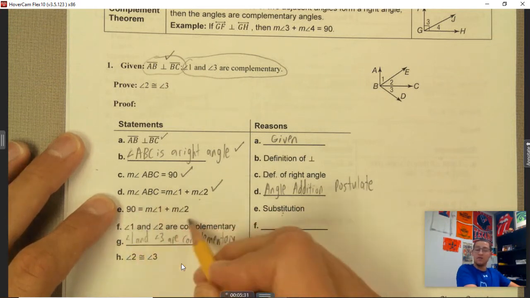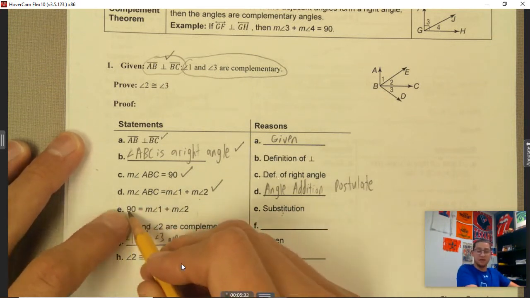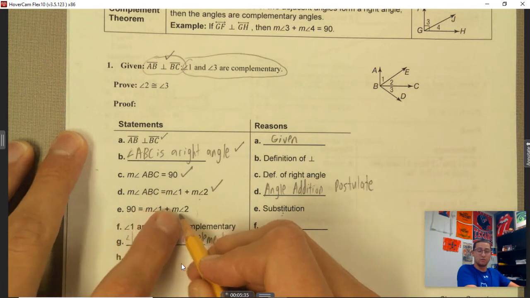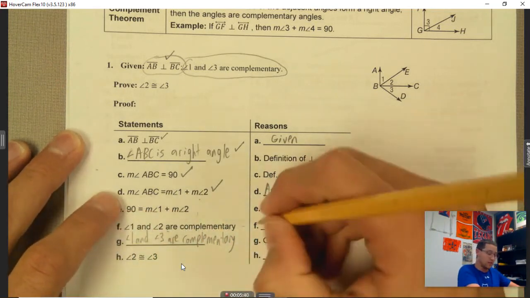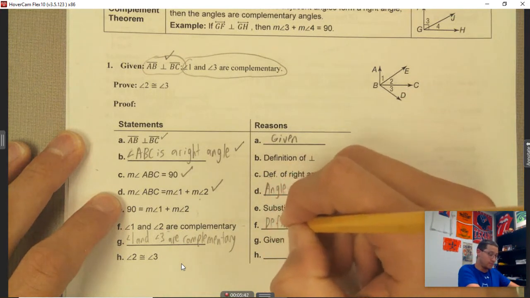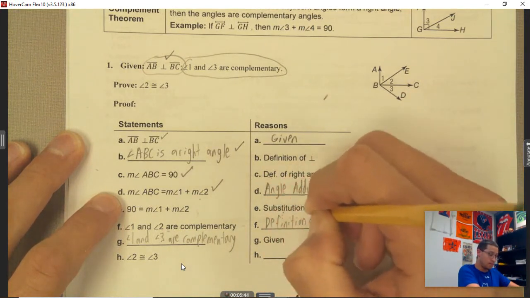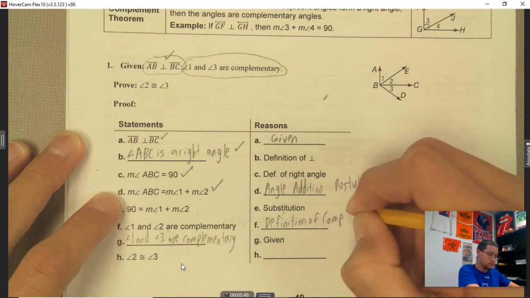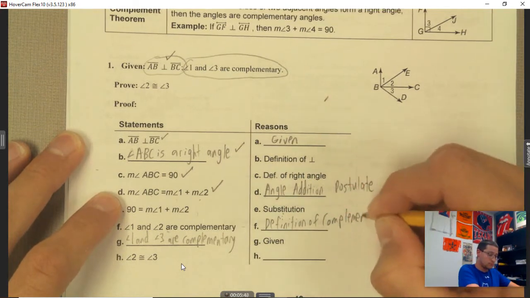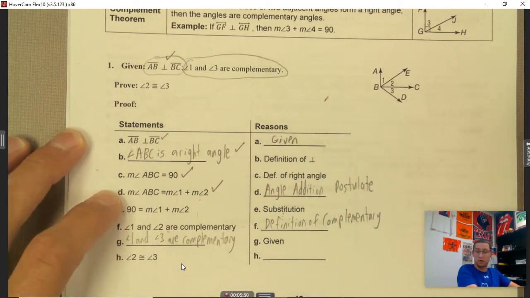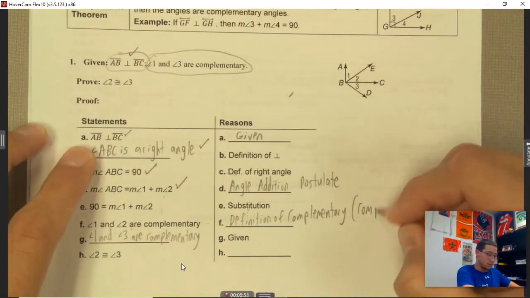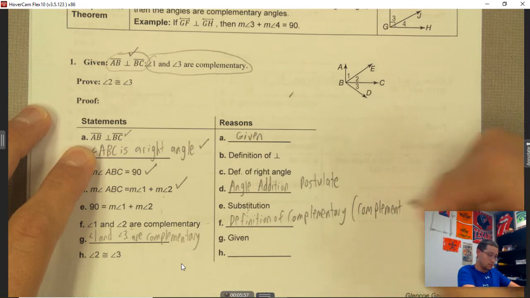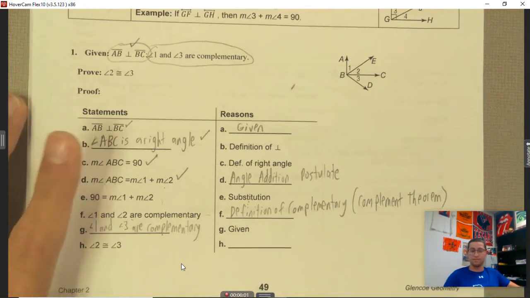Okay, and what this is saying is 90 is equal to the measure of angle 1 plus the measure of angle 2. That means angle 1 and angle 2 are complementary. Well, that's the definition of complementary. You could also say the complement theorem, either way. Either one of those is perfectly fine.